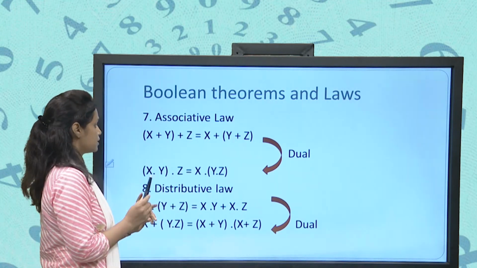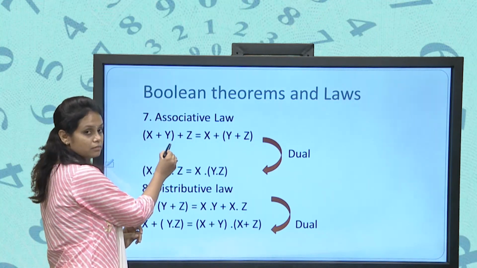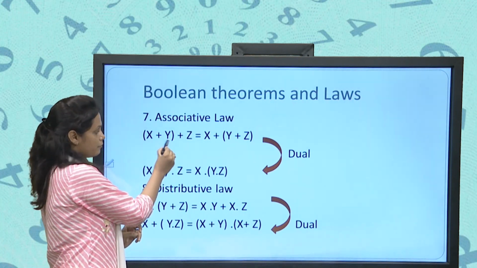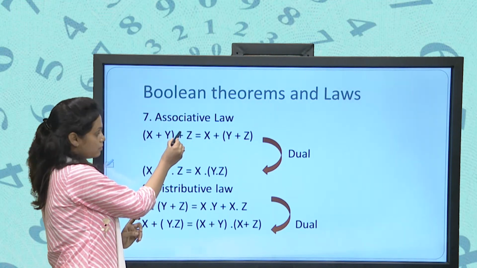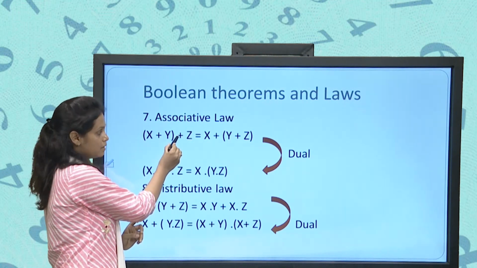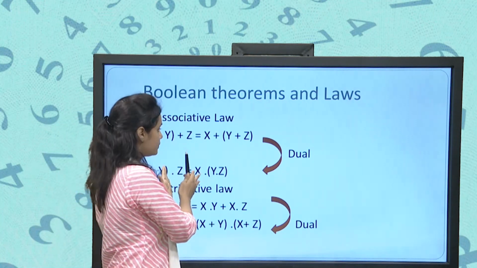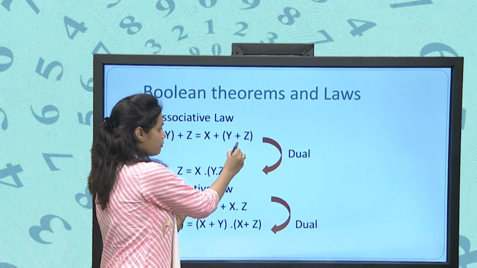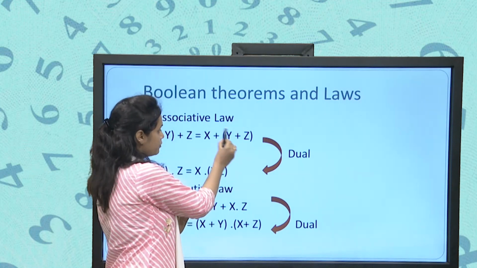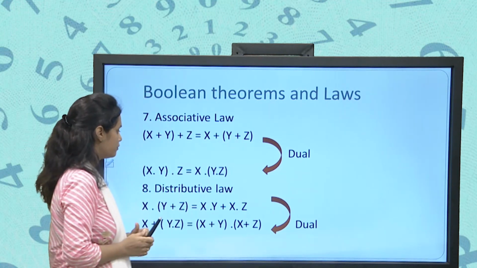That means, suppose first we perform this operation x plus y, and then with the answer of this we perform the plus operation with z. Whatever the answer in this case, that will be the same if we perform first y plus z and then we add x to it. Fine.